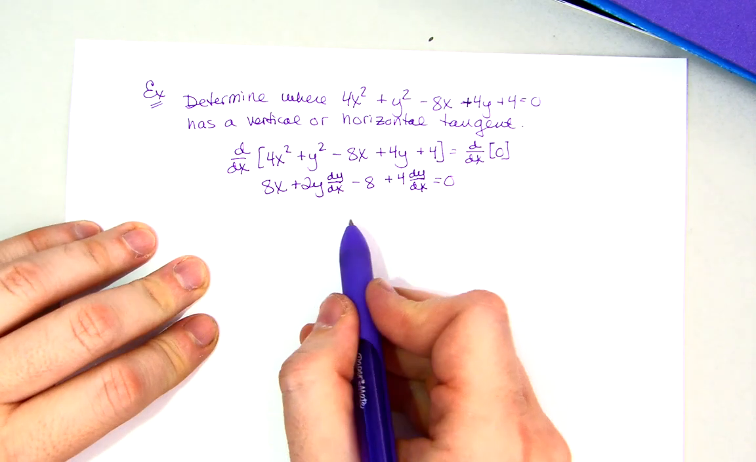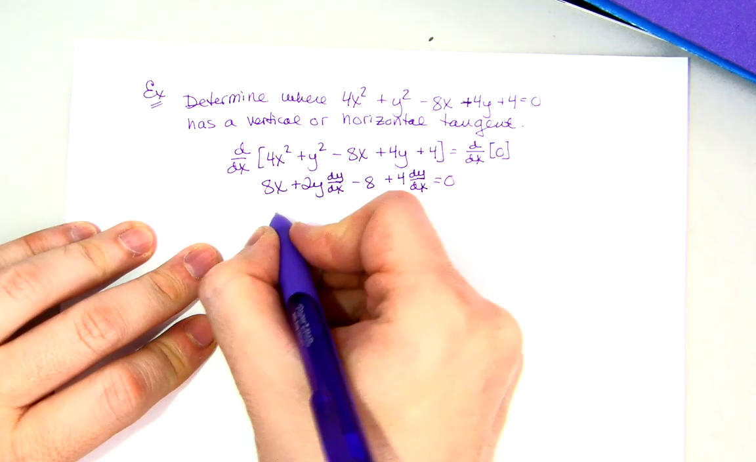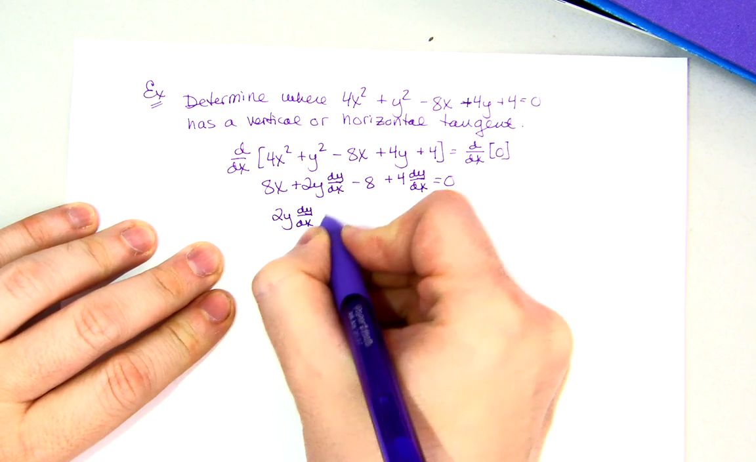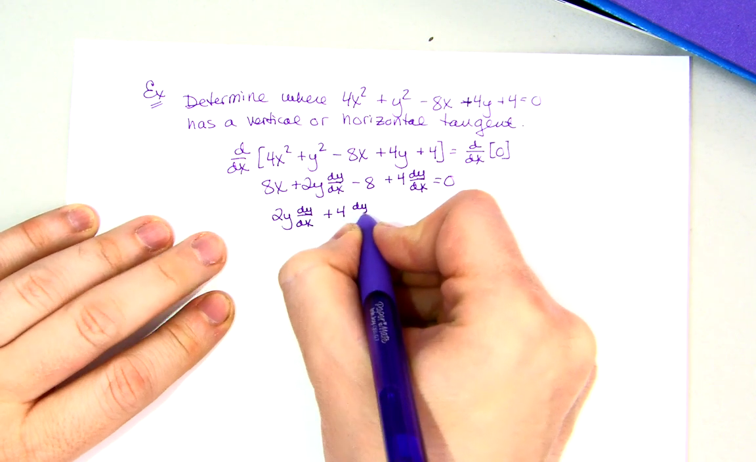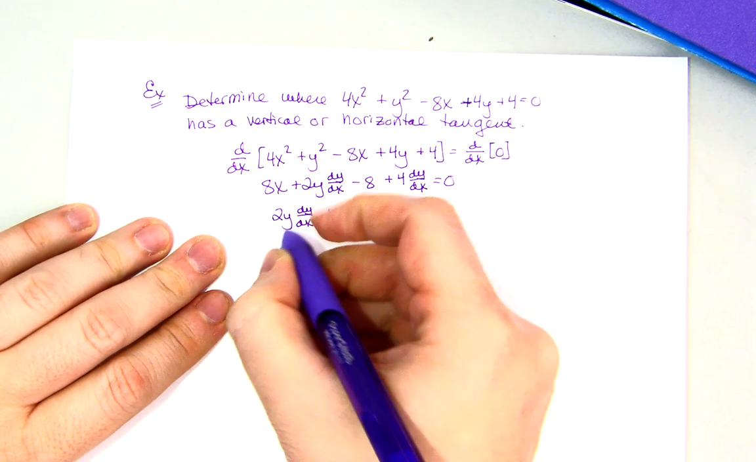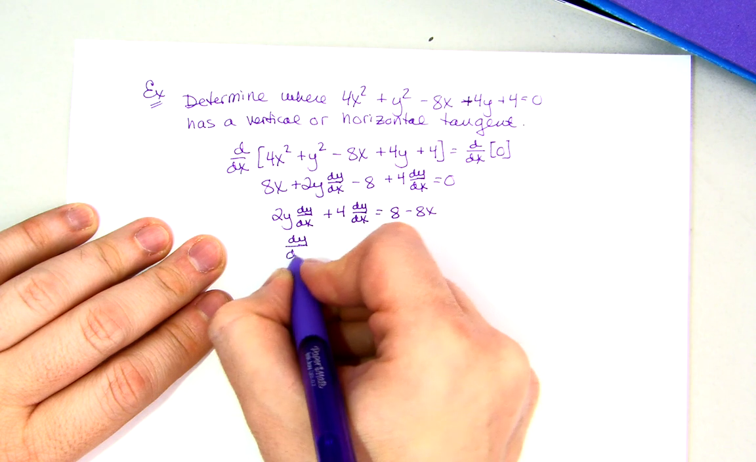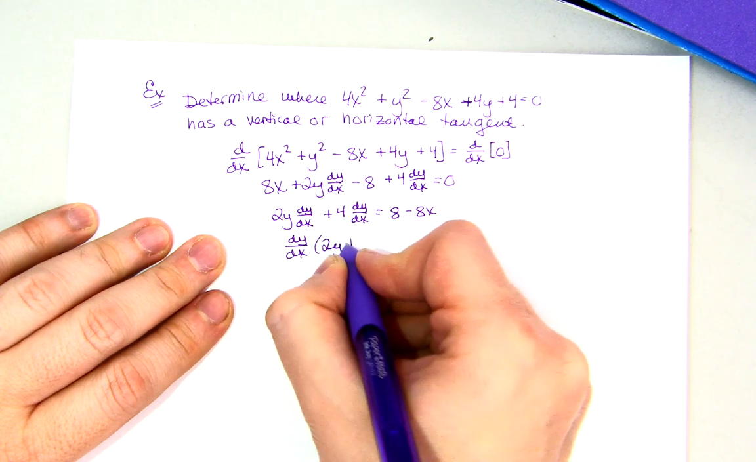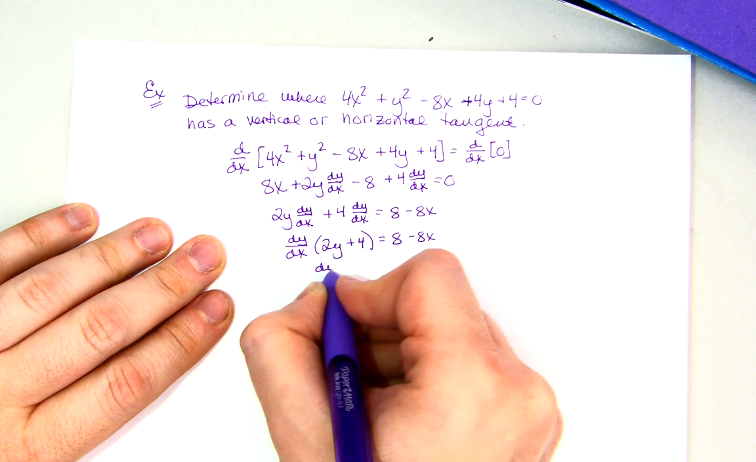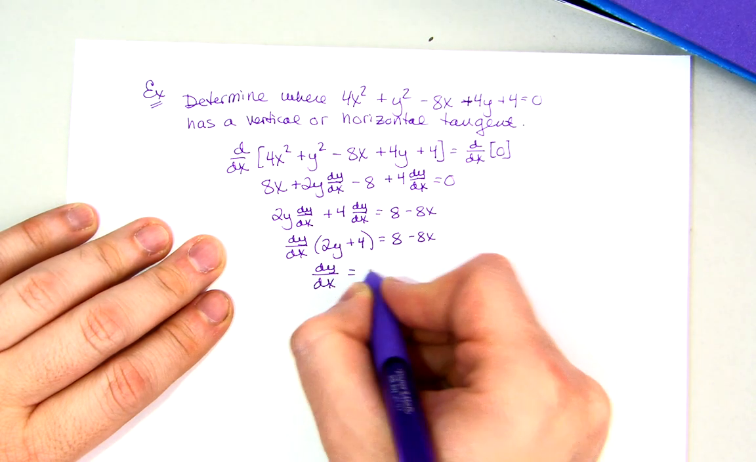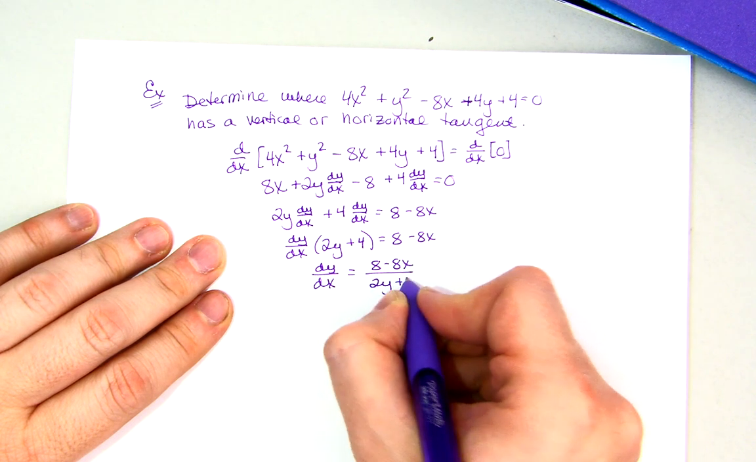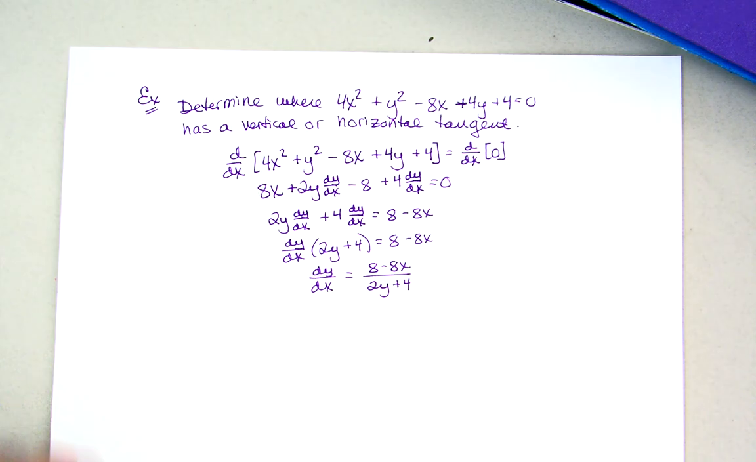I think I'm going to keep the dy dx terms on the left and move everything else to the right. And I'm getting a derivative of 8 minus 8x over 2y plus 4.